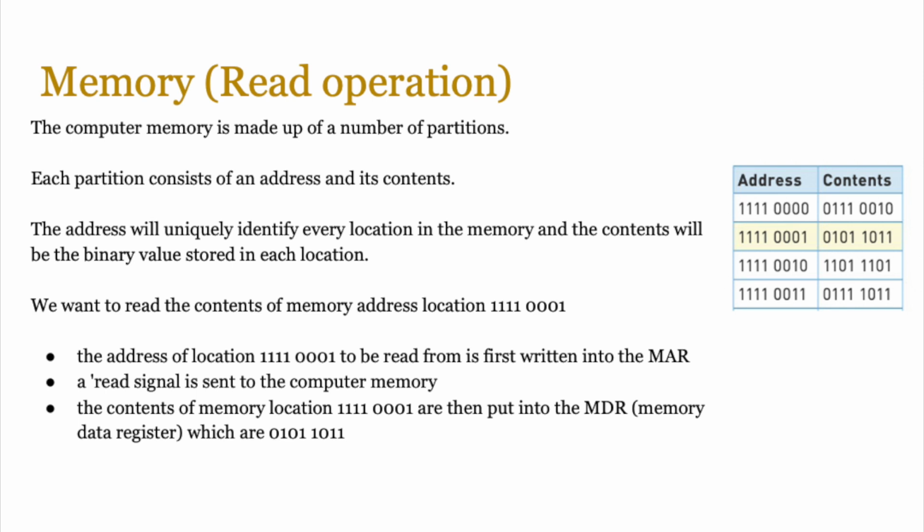So let's look at an example. On screen, you can see some addresses and their contents. We want to read the contents of memory address location 11110001. So what happens is that the address of the location to be read is first written into the MAR. It's normally in the PC, then it's written to the MAR. A read signal at the same time is sent to the computer's memory, so it knows what to do at that particular address that it's going to get from the MAR. So the contents of the memory location 11110001 are then put into the MDR, and that's then transferred to the control unit via the CIR.